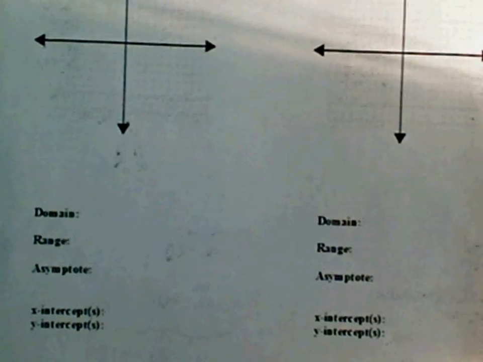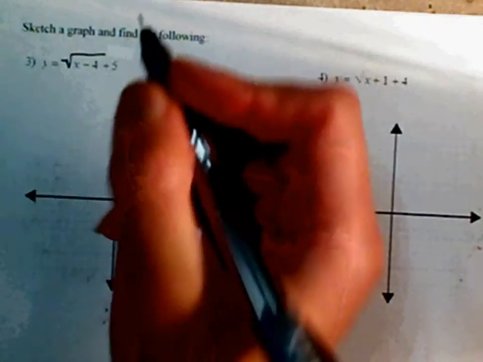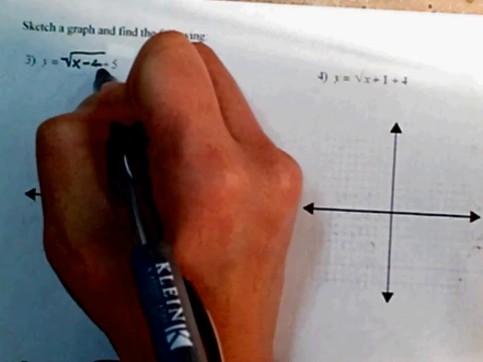Man, it did not print very well, did it? There we go. I should stop right there. All right. Let me rewrite this so you guys can see. Square root of x minus 4 plus 5. Everyone got that? All right.